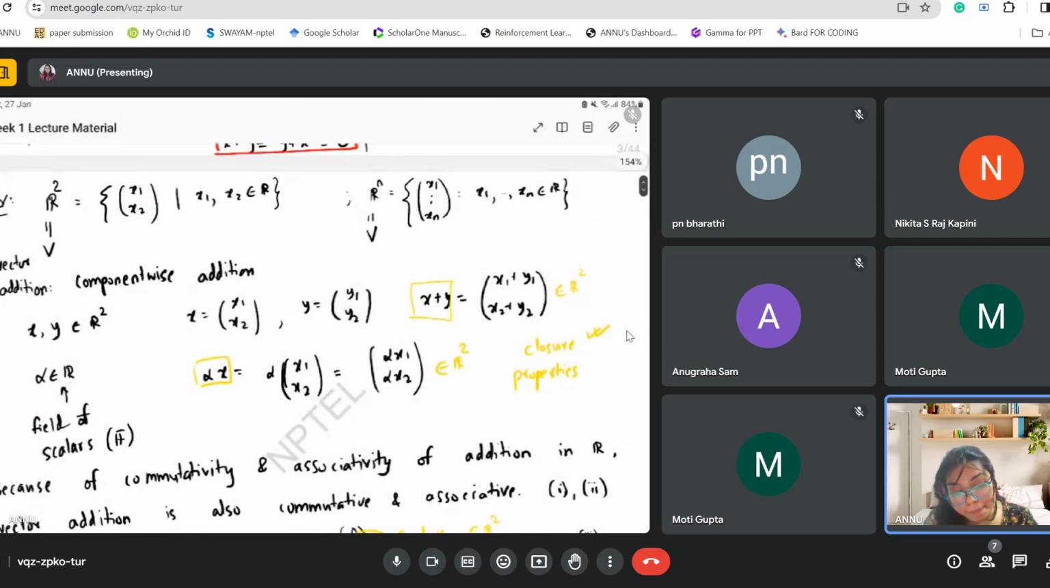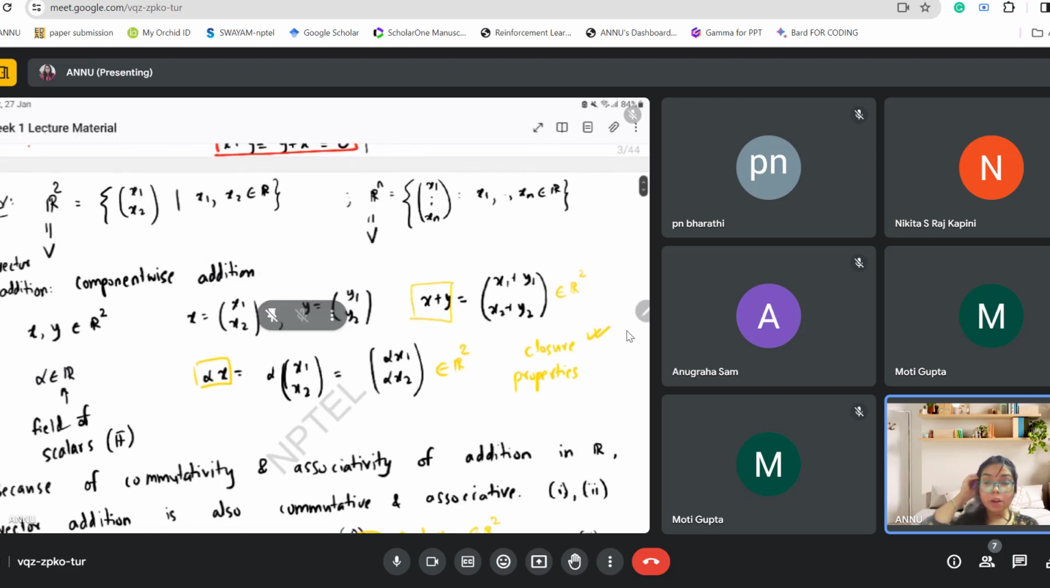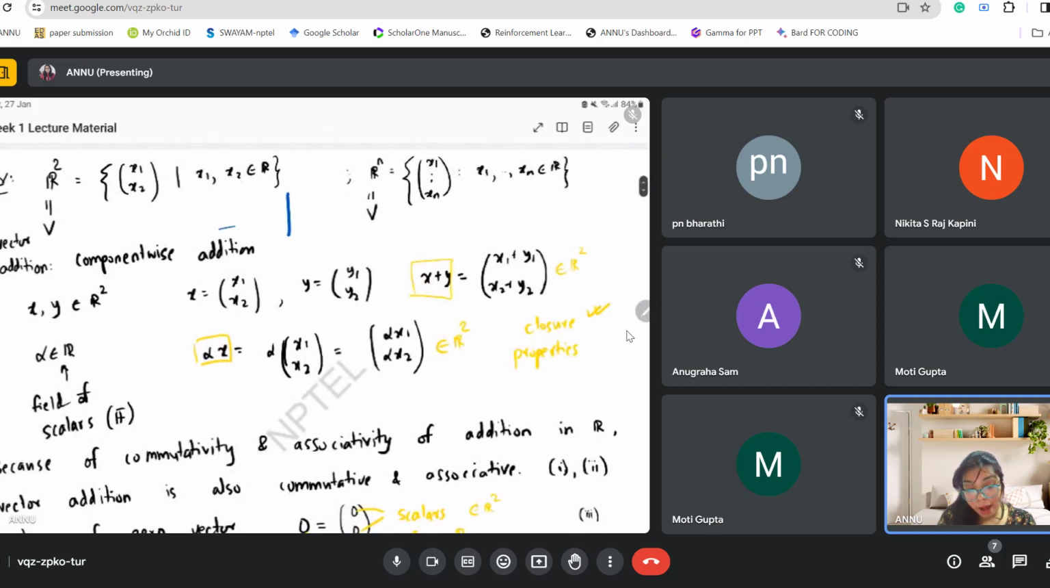First example: if we have R square, tell me whether it is a vector space or not. How will you identify? Often we get confused about what R square is. R square is nothing but the 2D plane. In the 2D plane, the x-axis consists of all the real numbers and the y-axis also consists of all the real numbers. That's why we call this R square. It will consist of infinitely many points, because R is also an infinite set.